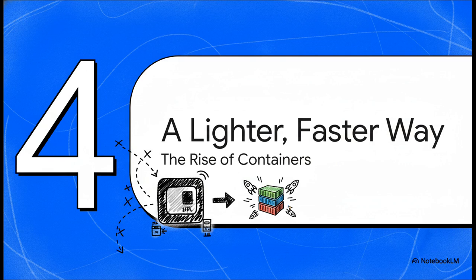So VMs were a total game changer, but they did have one drawback. They were kind of heavy. Every single VM needs its own entire copy of an operating system. That means they're big, we're talking gigabytes, and they can be slow to start up. So naturally, the world started wondering, is there an even lighter, even faster way to do this? And that led to the next big leap, containerization.